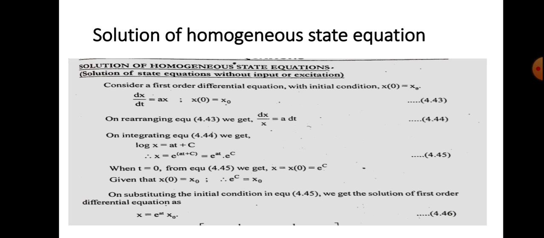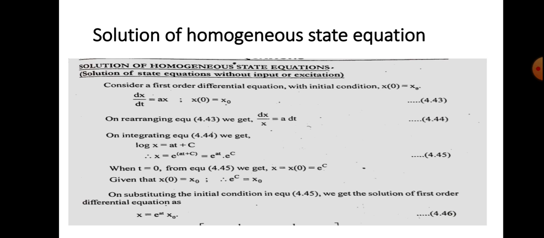So we will find the solution of a homogeneous equation, and in the second case we will be giving an input. So the equation corresponding to the system will be a non-homogeneous equation, and in that case we will find the solutions for the non-homogeneous equation. So we are discussing it in two cases. First is solutions of homogeneous equation, second is solutions of non-homogeneous equation.